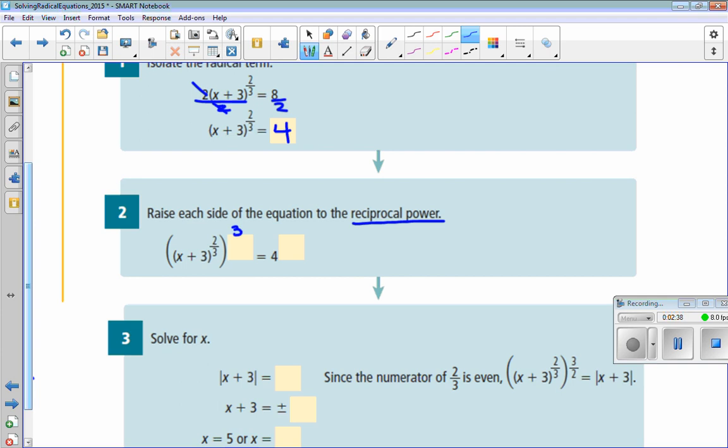So this would be 3 over 2, and we're going to say 4 to the 3 over 2 power. Okay? We're raising both sides to the reciprocal power. Make sure you're writing this down, honey.